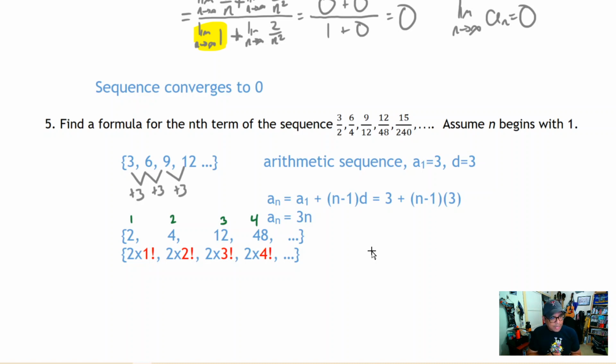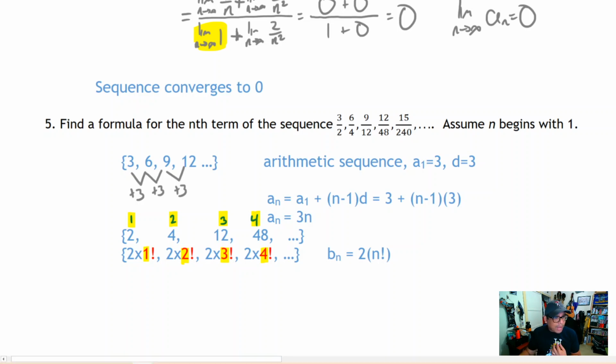So the next thing I notice here is that all the factorials match the term number. And now that I see that they've matched the term number, I am ready to write my explicit formula. So the denominator sequence, I'm going to call it b, that's going to be 2 times n factorial.